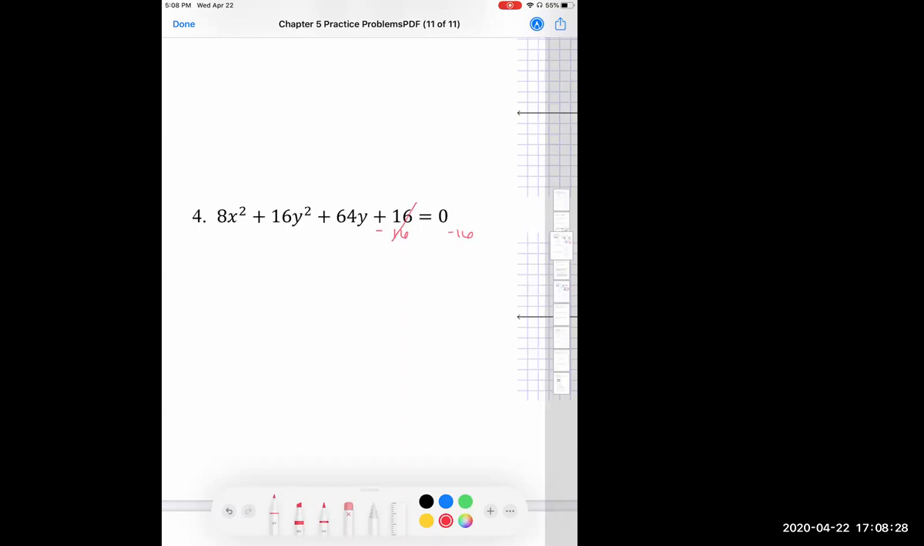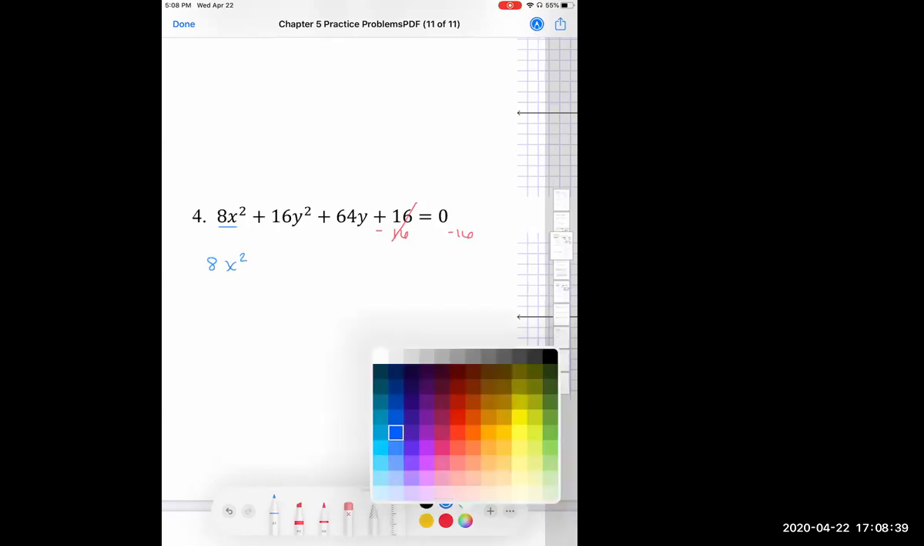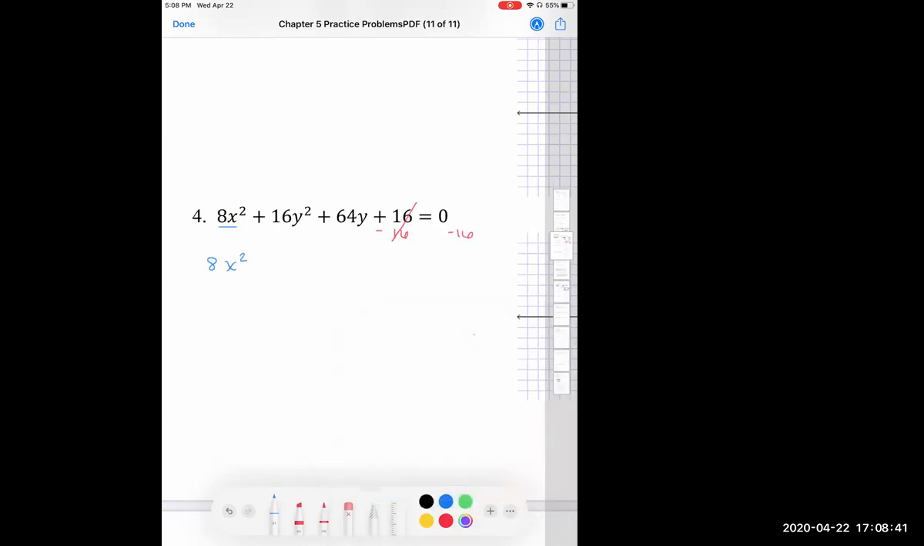Okay, now let's group our x's and our y's together. For my x's, I have 8x squared. And then for my y's, you pick a different color, some purple, I have 16 and 64. So I have 16y squared plus 64y. And I have all of that equal to, so far, negative 16.